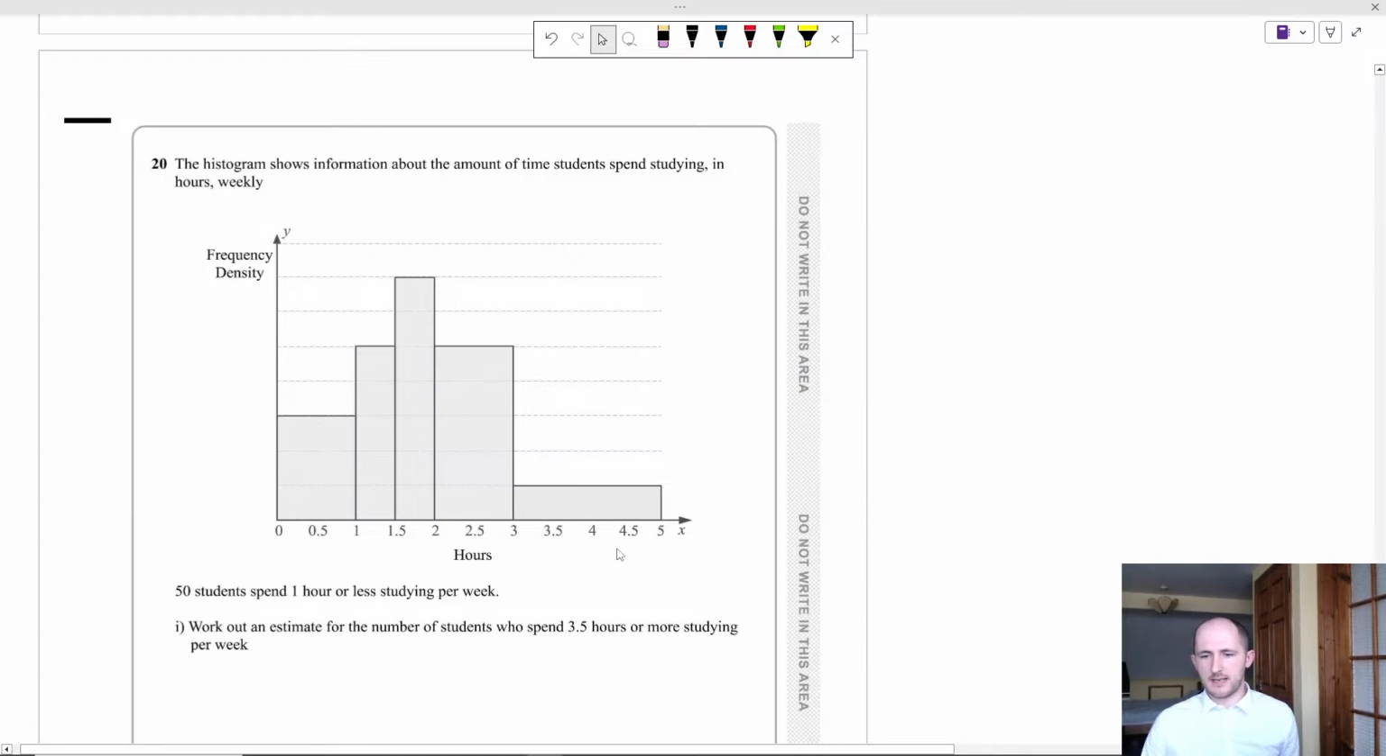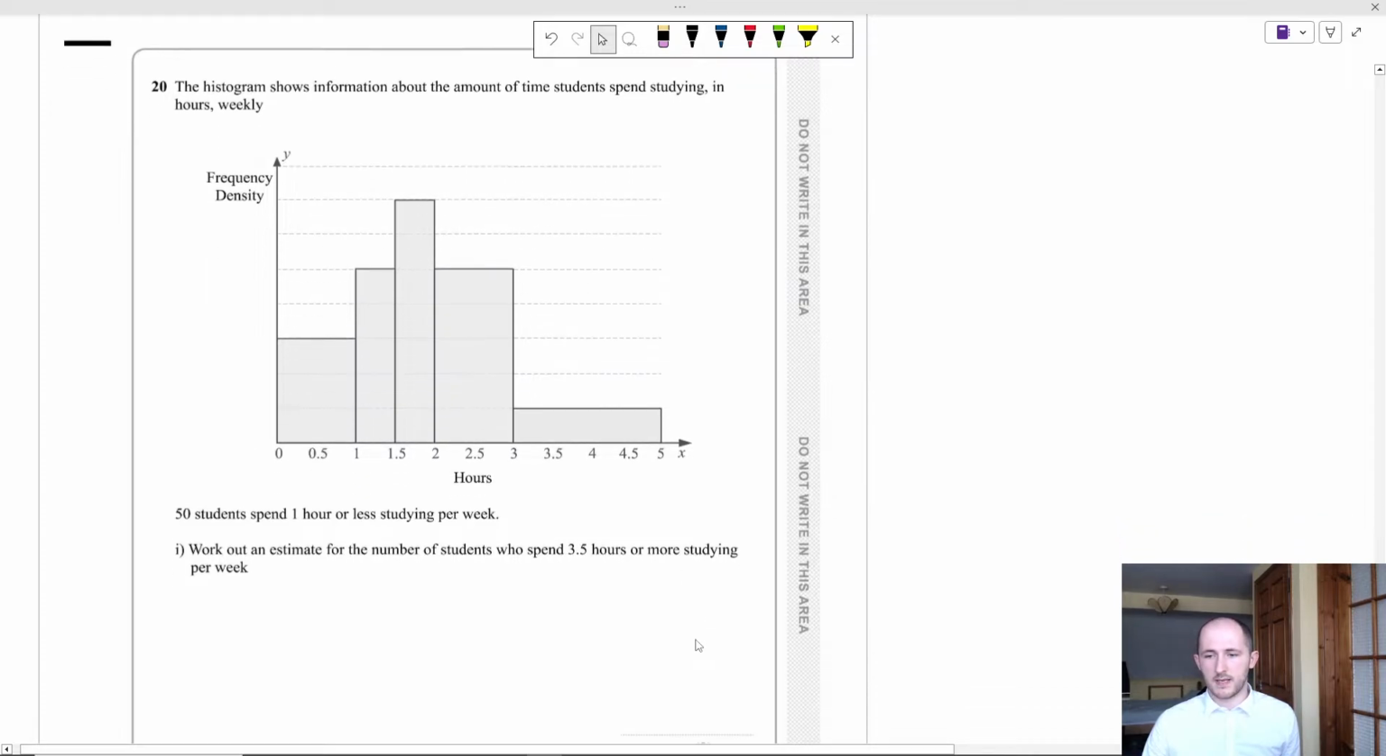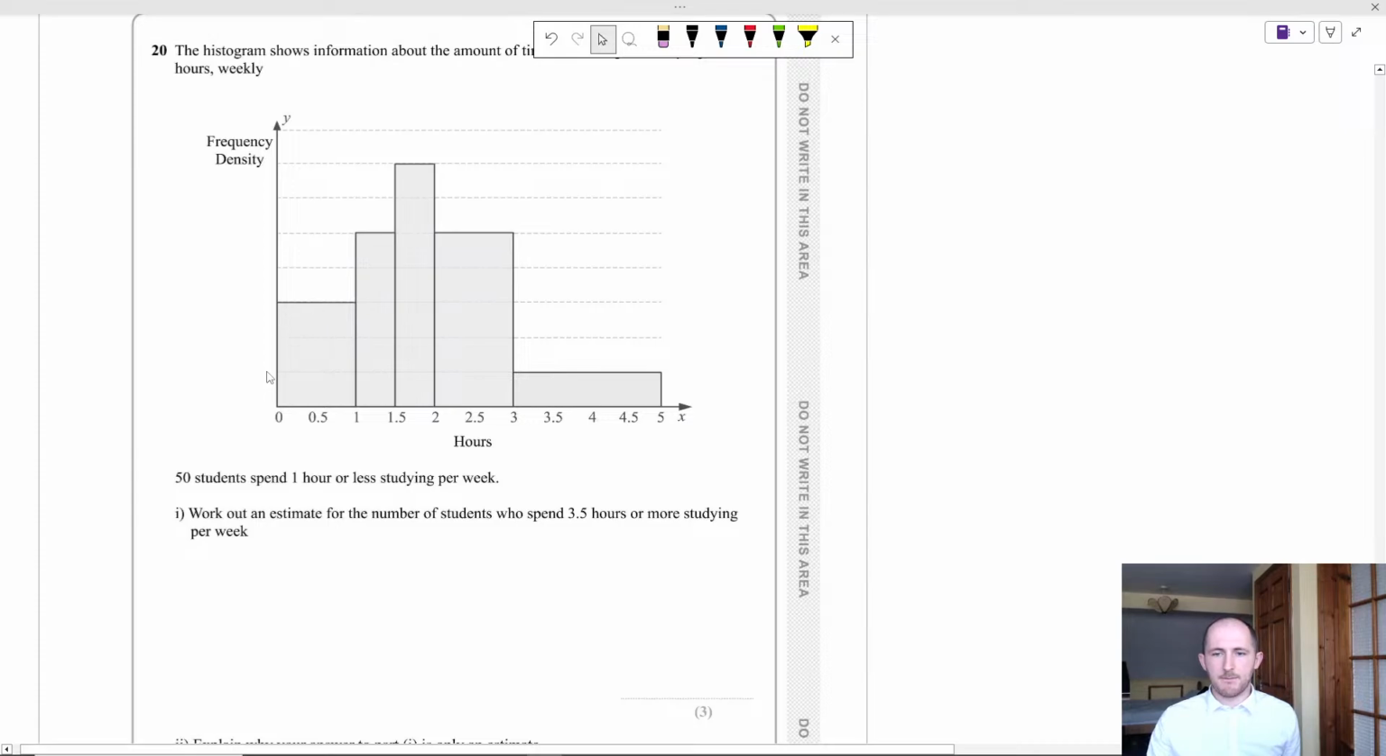So we have frequency density, hours, very stereotypical for a histogram. 50 students spend 1 hour less studying per week. Work out an estimate for the number of students who spend 3.5 hours or more studying. So they gave us that this bar here is equal to 50 students, right? Now, frequency density is the frequency divided by the class width. So in other words, this frequency here is also 50, which means it's actually going up in 50 over 3. So 50 over 3, 100 over 3, 150 over 3, which is 50, okay?